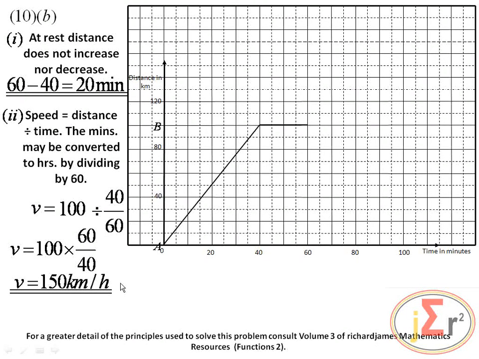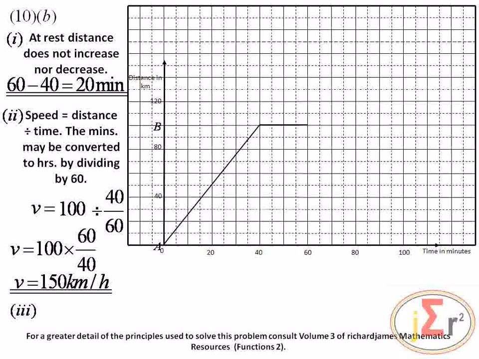And what students should always try to do is know the difference in calculations that must be made between a distance time graph and a velocity time graph. And we have to be careful to use the principles. If students do not remember, they can consult Richard James Mathematics Resources, Functions Part 2, and of course Functions Part 2 is Volume 3 in Richard James Mathematics Resources.